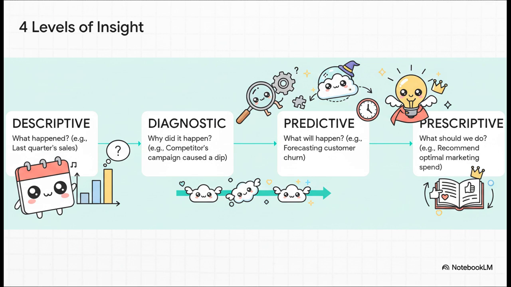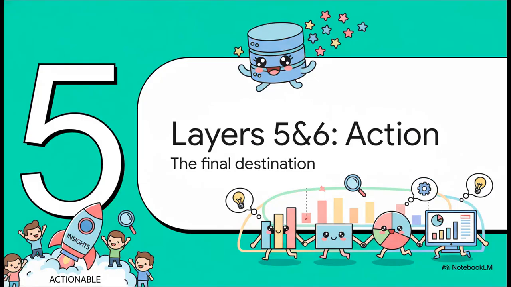On the bottom rung, you have descriptive analytics. That's just asking, what happened? Like looking at last quarter's sales. A step up, you get diagnostic analytics, which asks, why did it happen? Maybe sales dip because of a competitor's campaign. Then you get really powerful. You have predictive analytics, asking what will happen, like forecasting which customers are about to leave. And at the very top, the holy grail, prescriptive analytics, which tells you, what should we do about it? Using these 4 levels will make your answers stand out. Guaranteed.